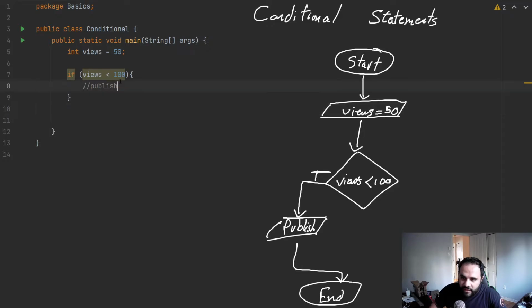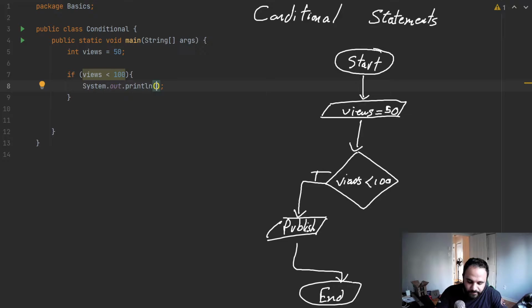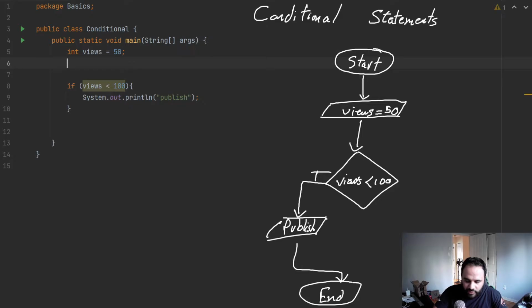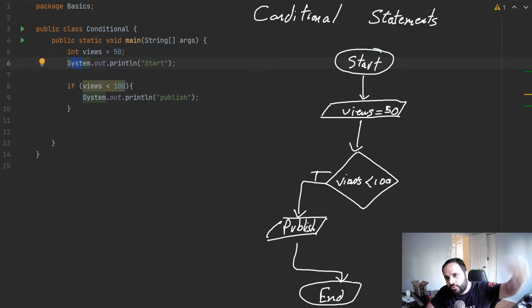So let's put out a little print line and we're going to say, let's say, publish. And right before it, we're going to say another print and we're just going to say, I don't know, start, as an example. We could put it right after or right before. It doesn't really matter, these two lines. But our condition is afterwards. Again, we're still going linear. We're going top to bottom, one statement at a time.